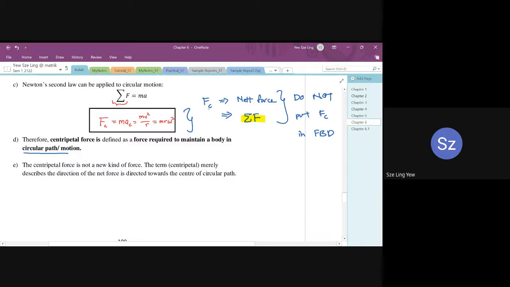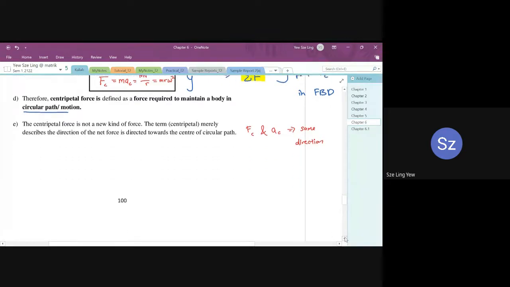The reason why we have this C as a subscript is because it tells you that Fc is also pointing towards the center, same as your ac. So the directions of Fc and ac are always the same. They have the same direction, which is always pointing towards the center.